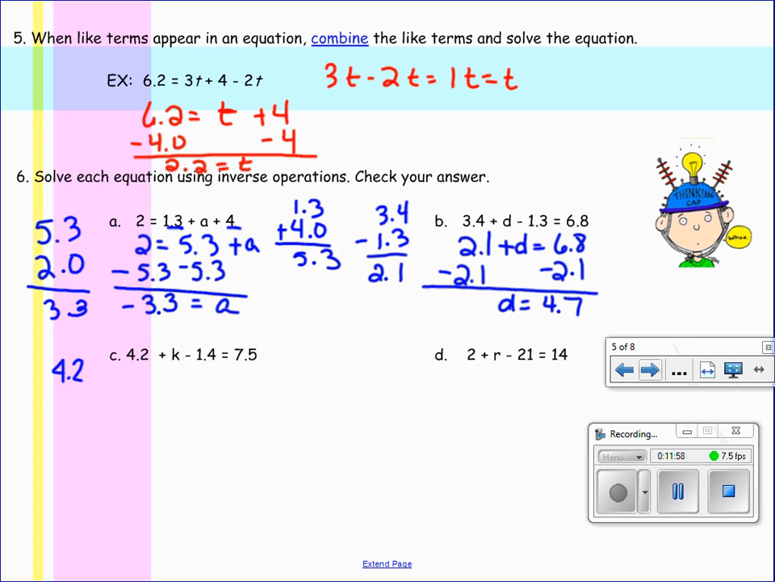Combine the like terms. So 4 2/10 minus 1 4/10 will be 2 8/10. Inverse operation, I'm going to subtract 2 8/10 from each side.